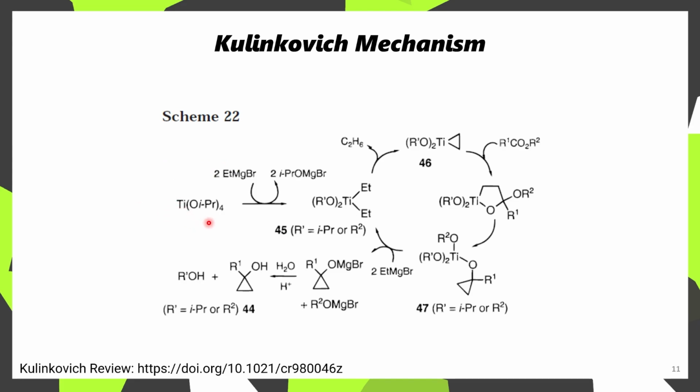Initially, the titanium reacts with the ethyl magnesium bromide, forming this bis-ethyl complex, which can undergo reductive elimination to give off ethane gas. Once you have this metallocyclopropane, it's able to be ring opened by the carbonyl of the corresponding ester, forming this metallofuran-like species. Through the migration of this alkoxy group, a cyclopropoxy group is formed, which upon workup will afford the corresponding cyclopropanol. So you're usually using an excess of titanium. You may not really be having a catalytic process occurring, but overall, this is how the reaction proceeds.